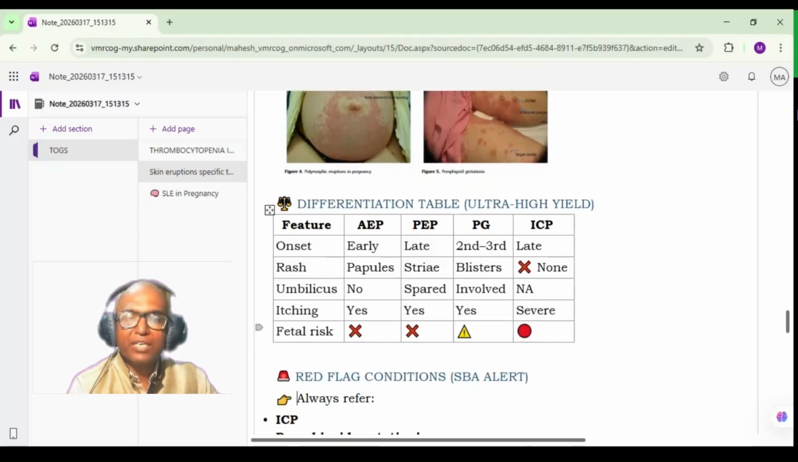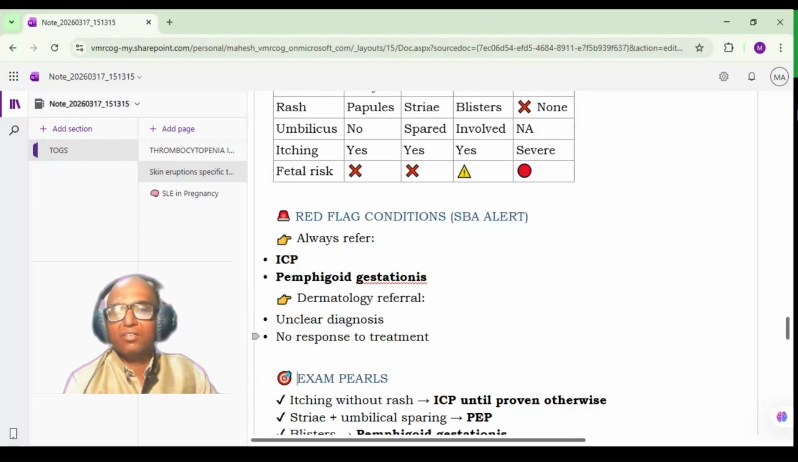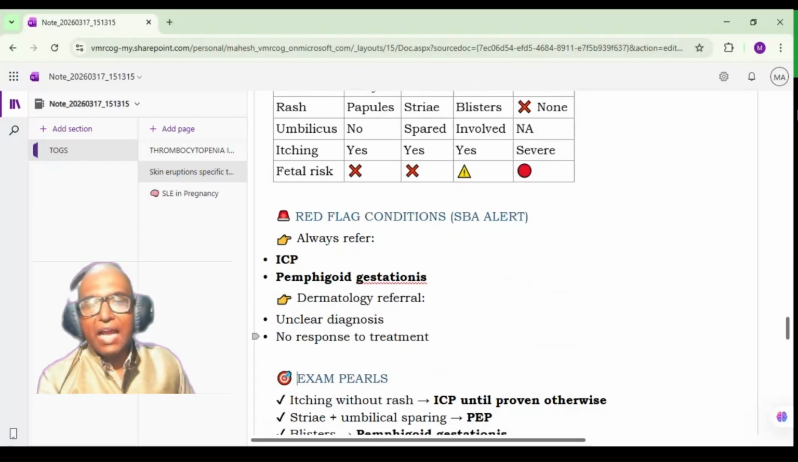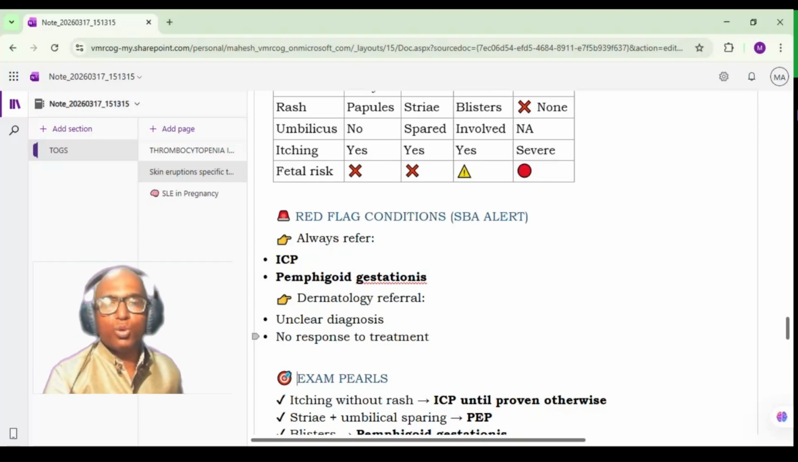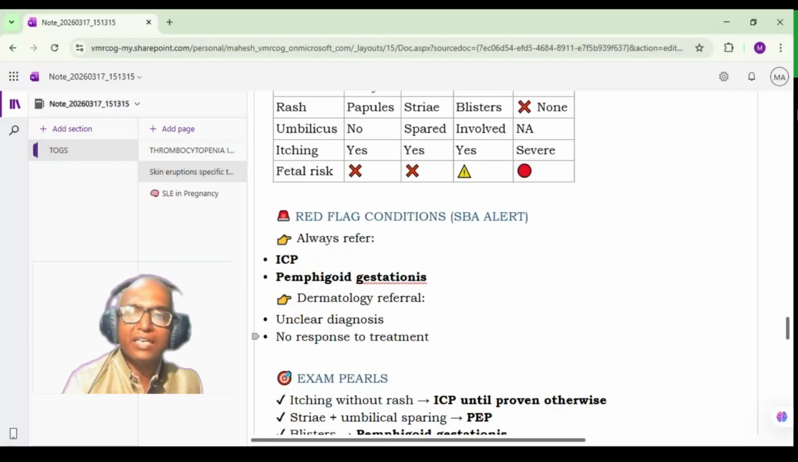Now let us see the red flag conditions. So always look for ICP and pemphigoid because they are known to cause complications in the fetus, and these definitely require dermatology referral. And in other cases like AEP and PEP, when the initial management fails, then you refer to dermatology.